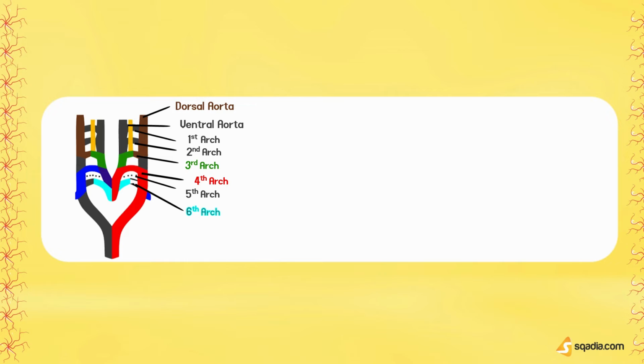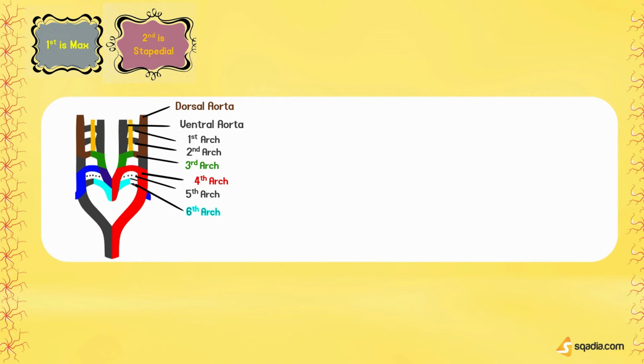Now, let's memorize the fate of the aortic arches using different mnemonics. As we know, aortic arch 1 becomes the maxillary artery. So, first is max. Max for maxillary. And we also know that aortic arch 2 becomes the stapedial artery. So, second is stapedial.